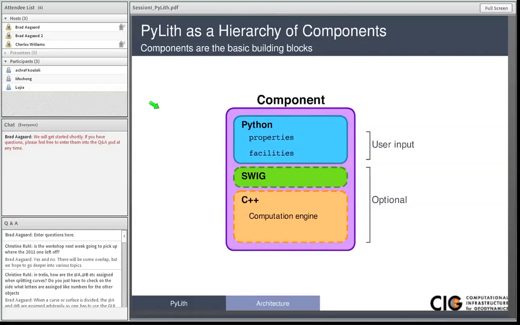When you think about how Pilot is put together and how to specify parameters, you should think of it as a hierarchy of components. Each component generally has a portion in Python where you get the user input. Then there is an interface layer provided by a tool called SWIG, and then lower level operations are done in C++. So some components that are very high level only have the Python part, but most have both a Python part and a C++ part that are then glued together using SWIG.